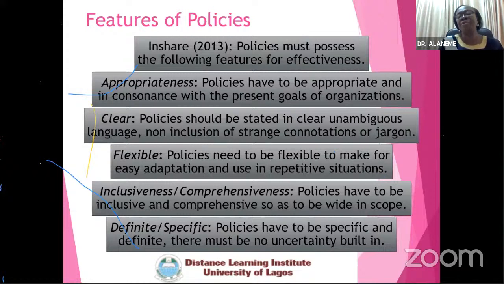Now let's look at the features of policies. What are the features of policies? We are saying policies must possess the following features for effectiveness. One, appropriateness. You as a production company, a manufacturing company, cannot go and adopt policies that are meant to guide banking organizations or the banks. So whatever policy you're going to develop for your organization must be appropriate, looking at the goals of the organization, the mission and vision of the organization, and everything that has to do with the organization. So it has to be appropriate in nature.